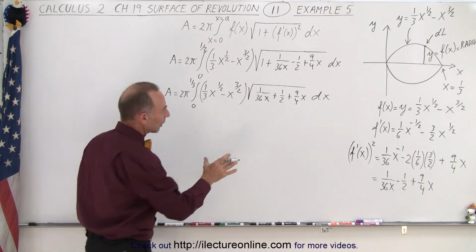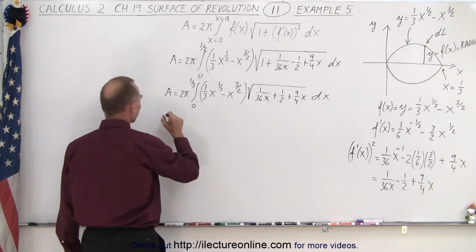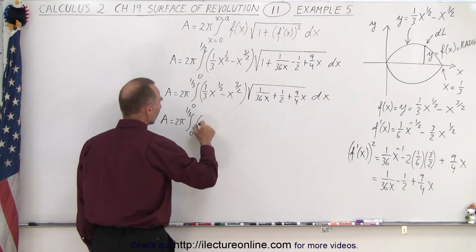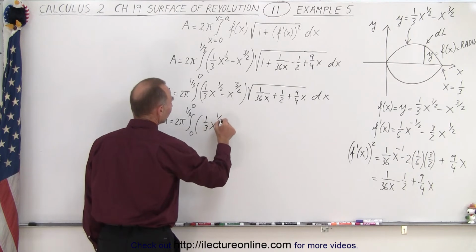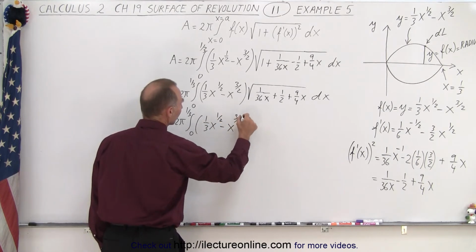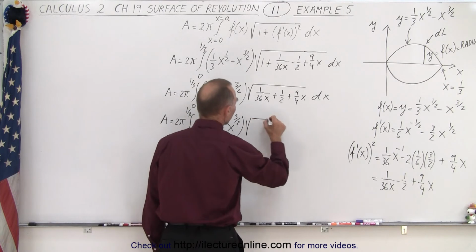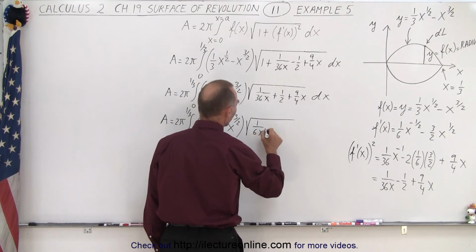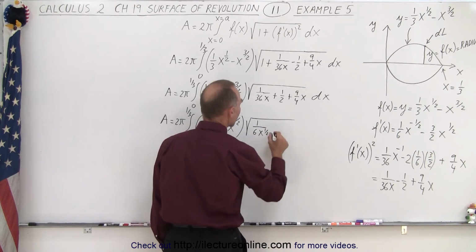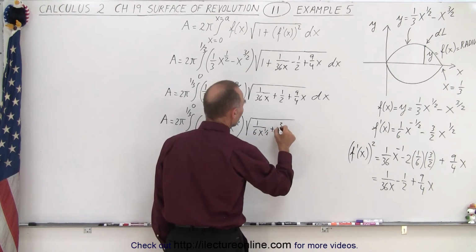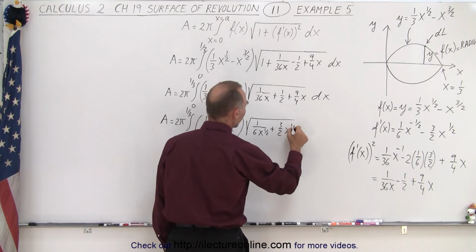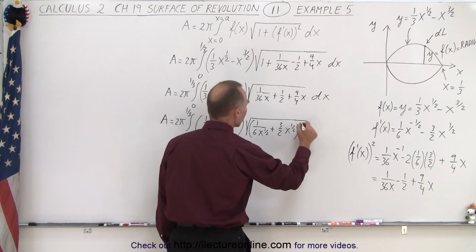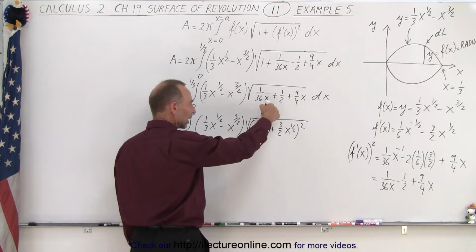Okay, now notice that we could write this as the square of a binomial. So this can now be written as area equals 2 pi times the integral from 0 to 1/3. We'll rewrite this: 1/3 x to the 1/2 minus x to the 3/2 times the square root of, this is 1/6 x to the 1/2 power plus 3 over 2x to the 1/2 power. This is the denominator, that's in the numerator, and the whole thing quantity squared. That's right, because if we square this, we should get this back.